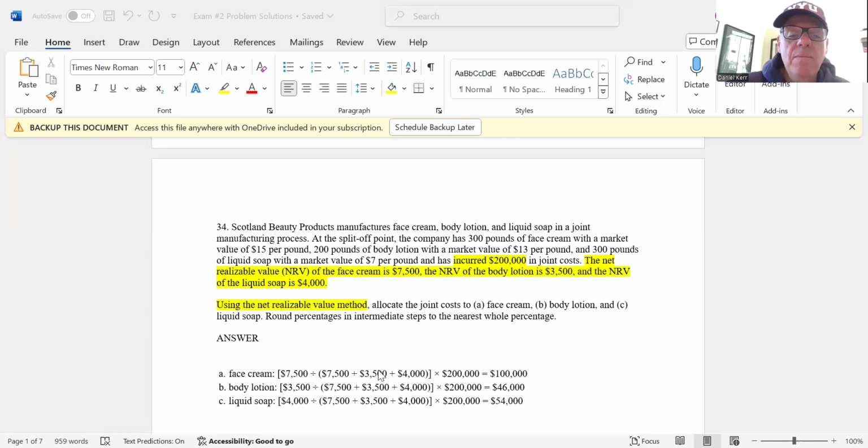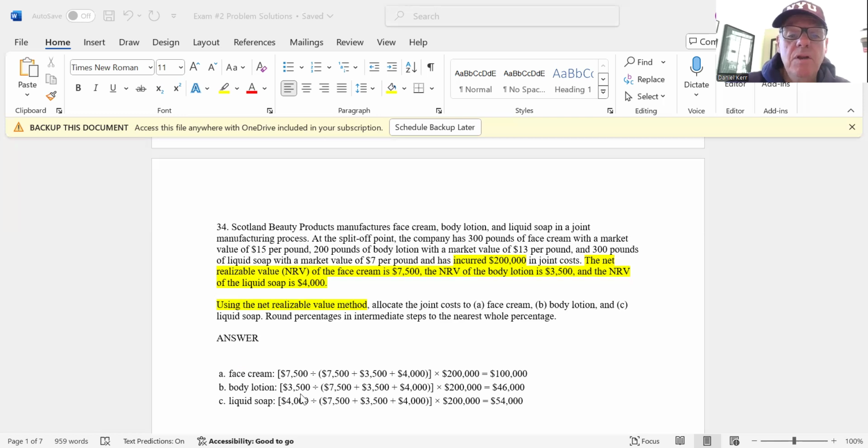And then you have to say, well, how much of that are we going to allocate? And the allocation is 7,500 is the amount of the face cream's value. So 7,500 divided by the total of the 3,500 plus the 7,500, 11, 12, 16,000. So 7,500 divided by the 16,000 times 200,000 gives you 150. And then the net realizable value of the body lotion is 3,500 divided by the same fraction times 200,000 gives you 46.